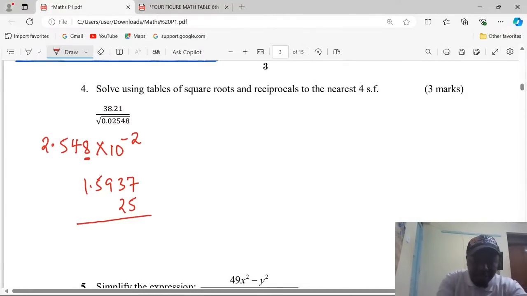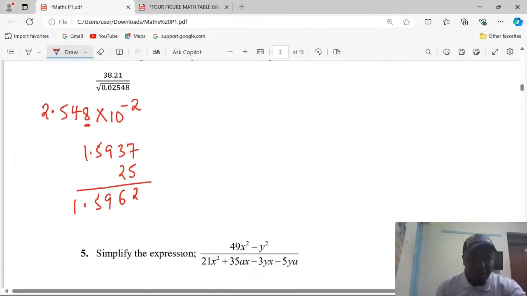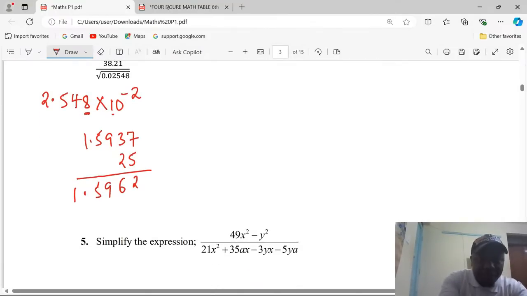Now at this point, when you add from the right-hand side, I'm getting 2, carry 1, I'm getting 6, then 9, 5.1. This is now the square root. But for the 10 power -2, because it is an even power of 10, now we shall multiply by 10 power -1.